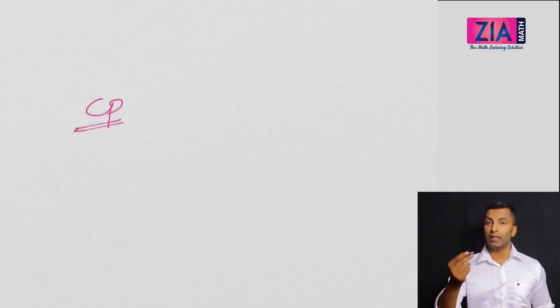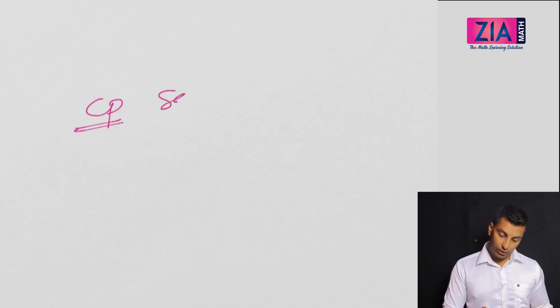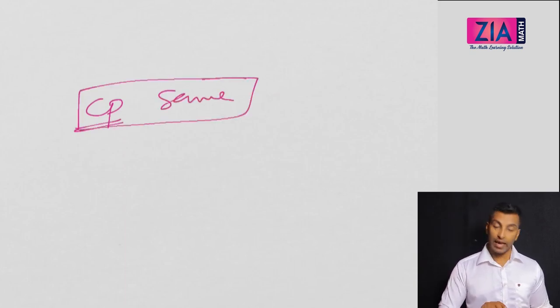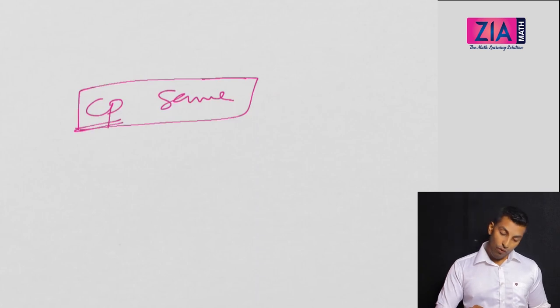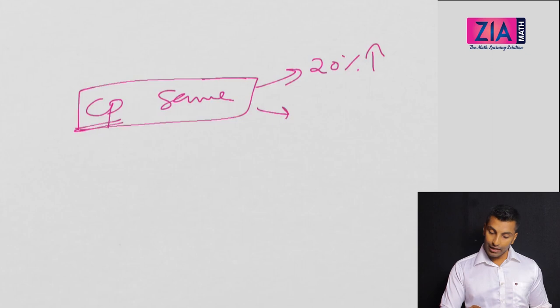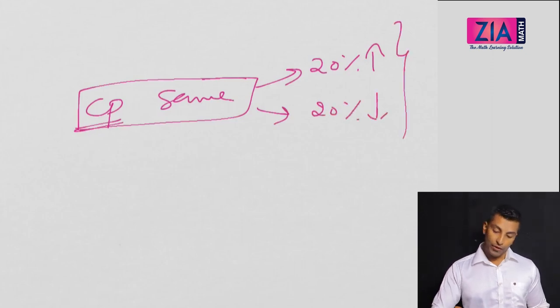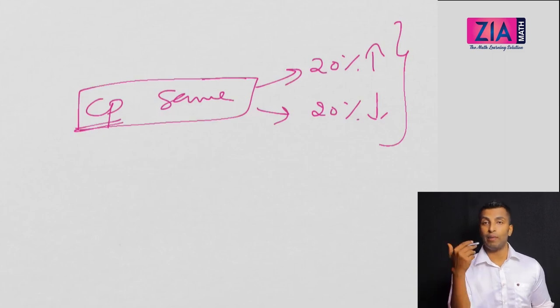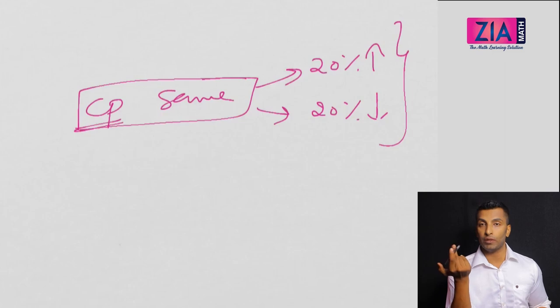Now another typical question: a shopkeeper has 2 items whose cost price is the same. So this is a keyword, cost price is same. One you are selling at 20% profit, the other you are selling at 20% loss. So how much is he effectively getting, or is there actually a profit or loss? If there is a profit, what percentage? If there is a loss, what percentage?